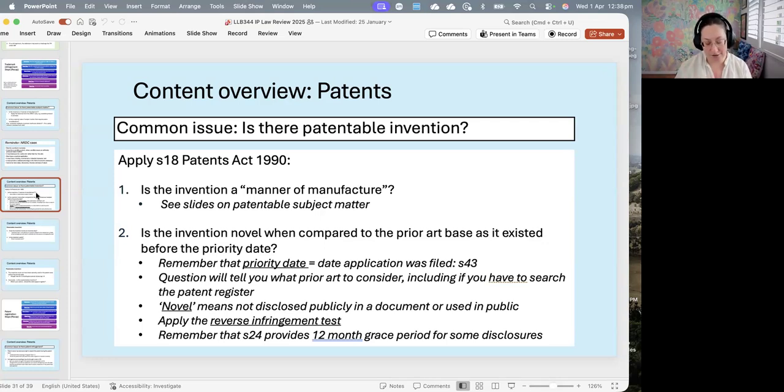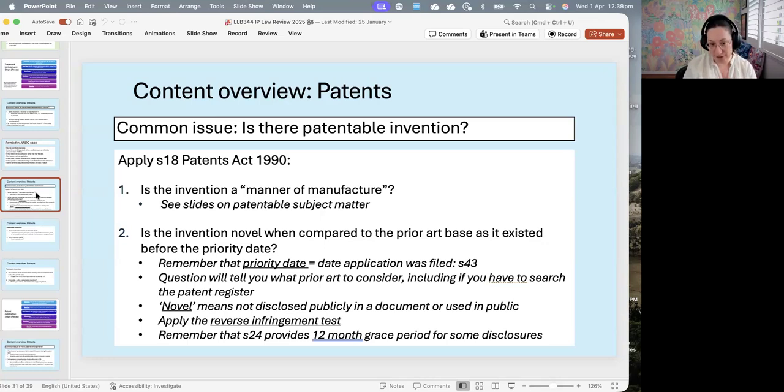So the language of the Act is that the invention must be novel. It must be novel when compared to the prior art base as at the priority date. These are all terms of art within patent law. The priority date is the date at which the person is trying to register their patent, the date at which they are lodging their application to register their patent. And the prior art is basically the information that exists before that date.